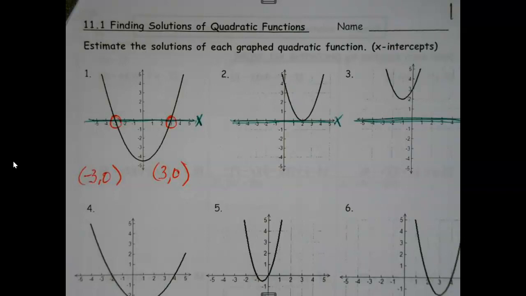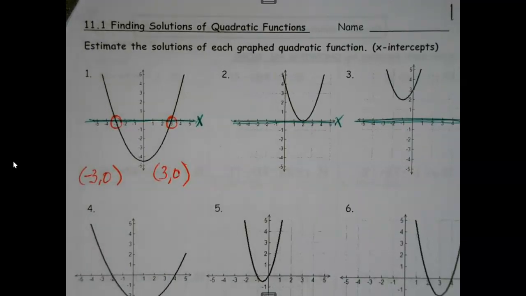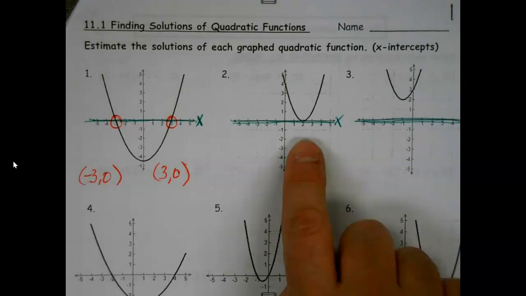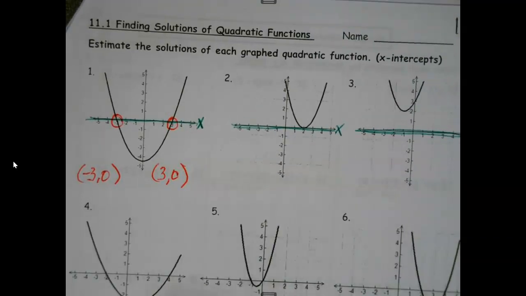No, that's not. We're not looking for the y-intercept when we're looking for solutions to the quadratic, but it can help us with graphing and answering some other types of questions. But not yet. You're ahead of the game. It's true. Number 2 will only have 1 point.